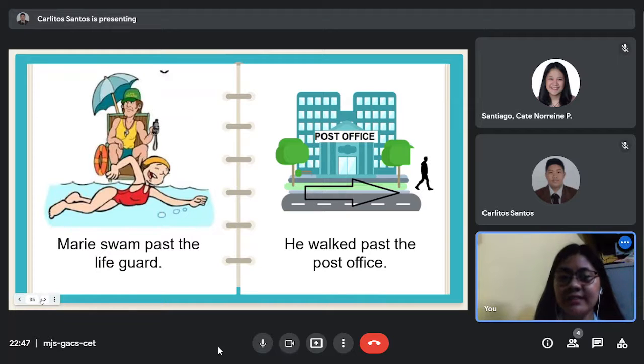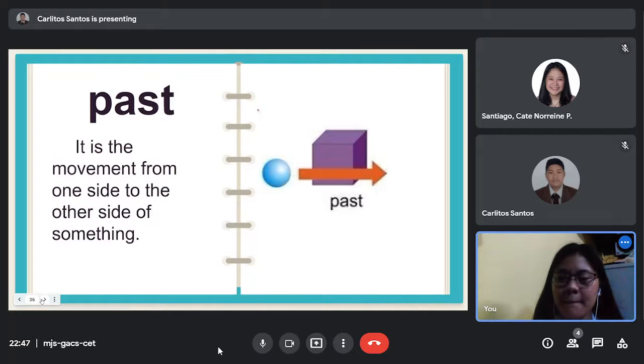Let's have the next slide. Past refers to the movement from one side to the other side of something. Again, the meaning of past is the movement from one side to the other side of something. We can see here in the picture that the ball moved past the box.